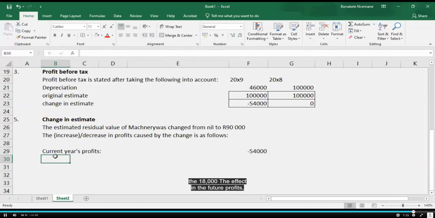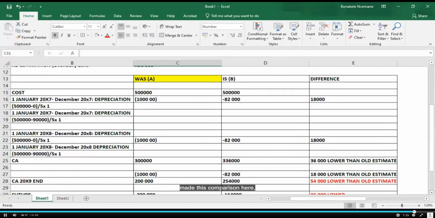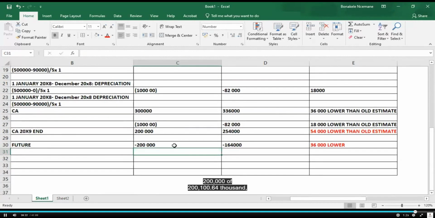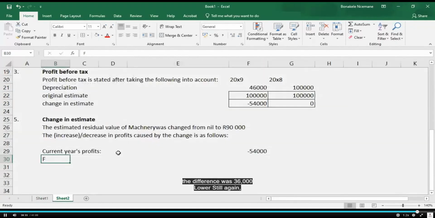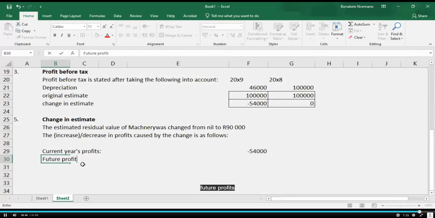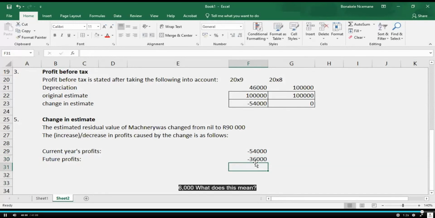And the effect in the future profits, because remember when we made this comparison here of 200,000 and 164,000, the difference was 36,000 lower still. So again, the impact in future profits is 36,000. What does this mean?